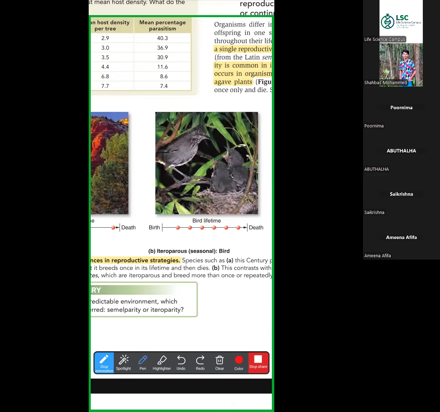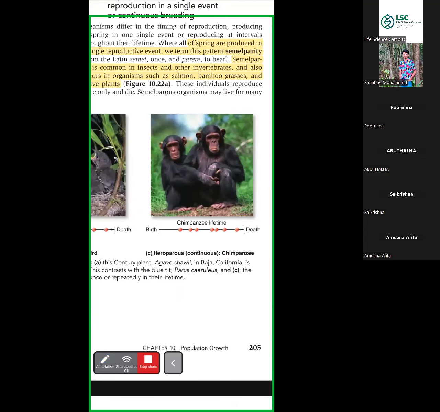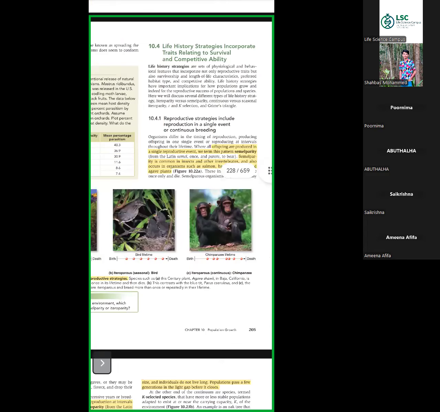In continuous iteroparity, they reproduce repeatedly throughout their life cycle. In seasonal iteroparity, there is no continuous reproduction. They reproduce during particular breeding seasons only. But in continuous iteroparity, they reproduce repeatedly. Examples: chimpanzees and mammals. You can understand these from these red dots.